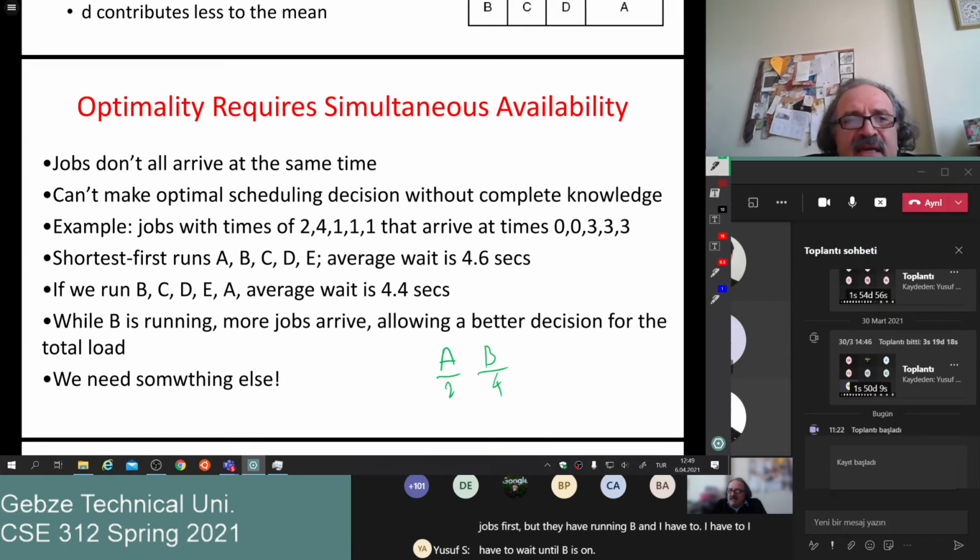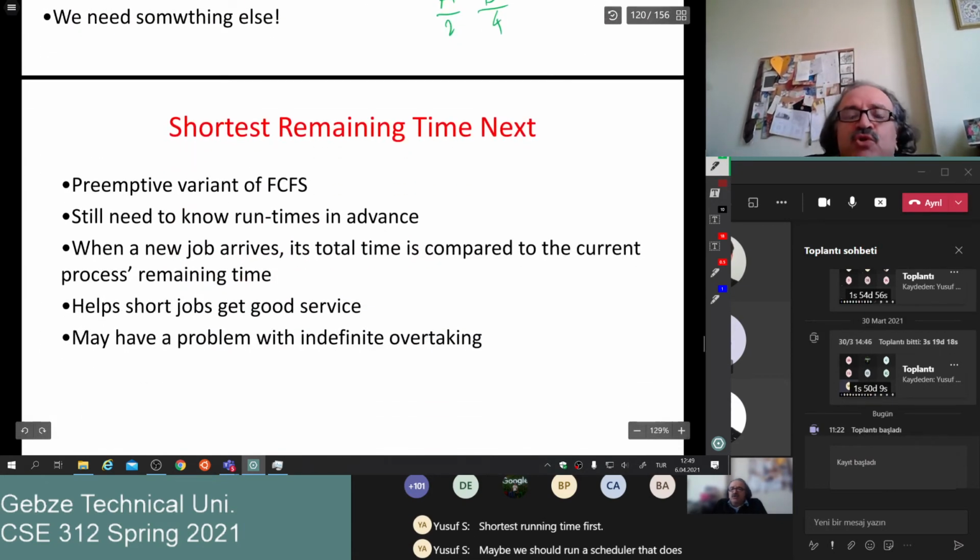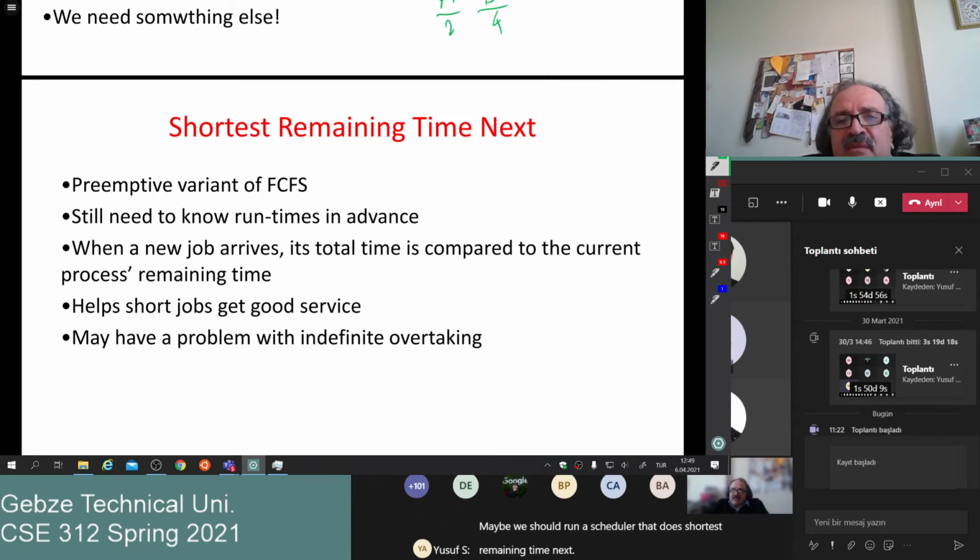So let's make a change in our scheduling algorithm. Instead of running shortest running time first, maybe we should run a scheduler that does shortest remaining time next. It's like preemptive, but it is not preemptive based on the quantum time. It is preemptive based on the remaining time.